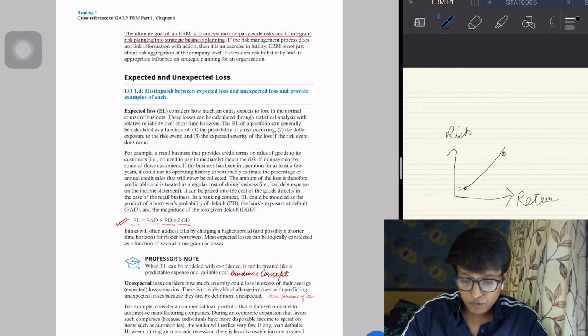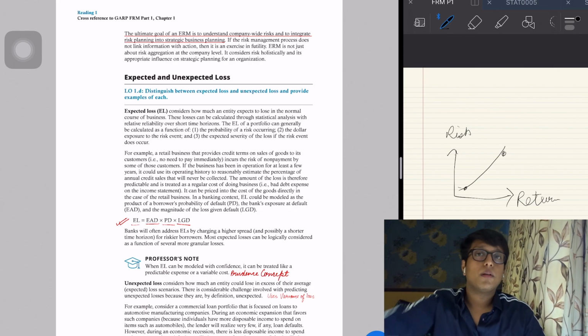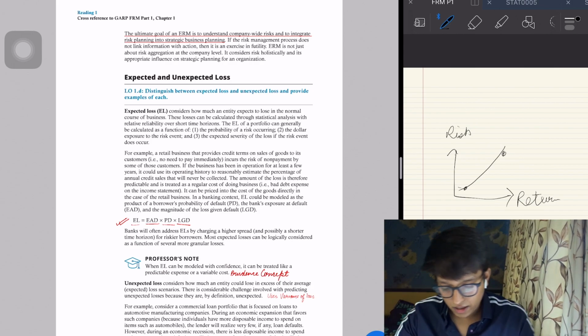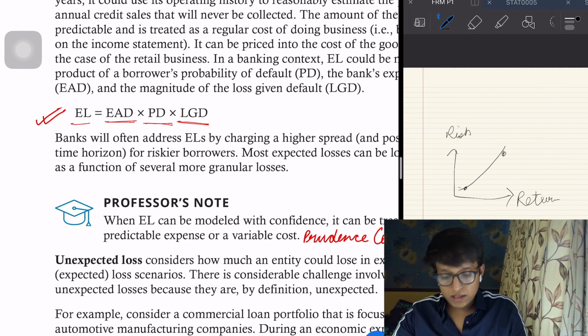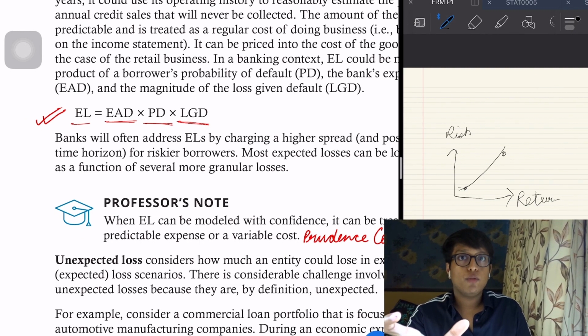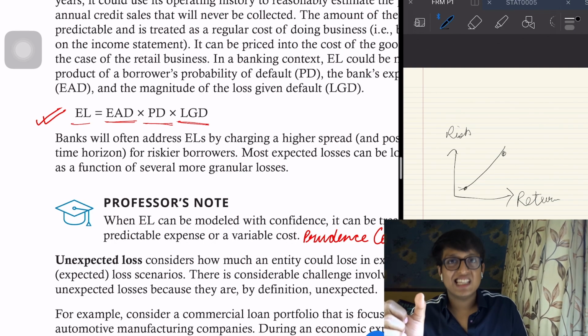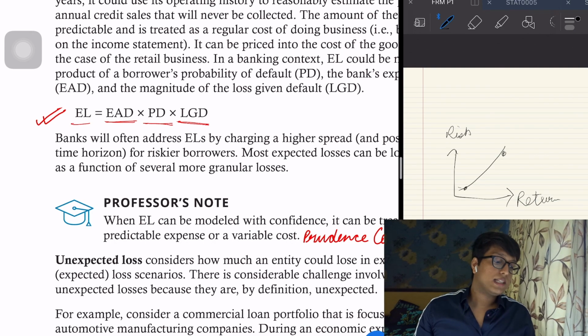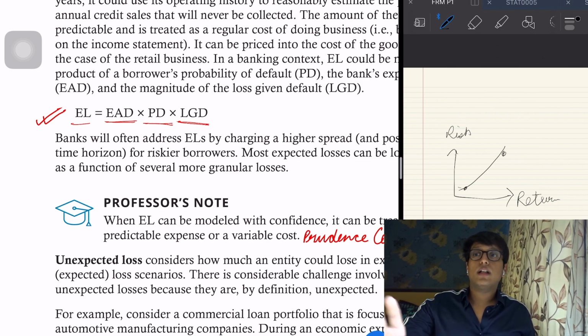Now again, we move to expected loss. I've spoken about this many times. There's just one additional thing. So expected loss is equal to exposure at default, which would be the 100 million, times the probability of default, which is 3%, times LGD, the loss given default. So let's say three people have defaulted, but the entire 3 million is not lost.